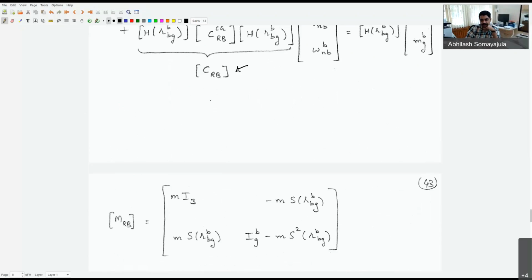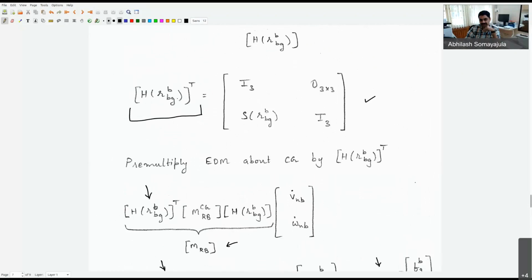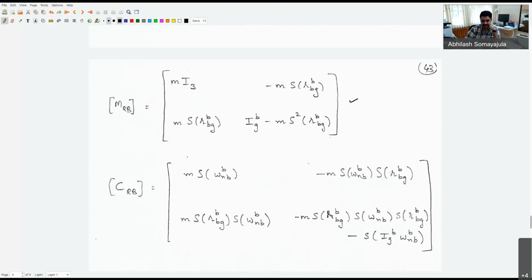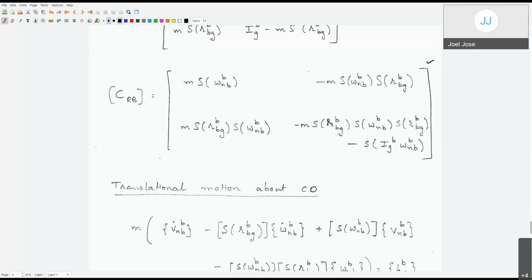Okay, that is simply coming about by doing this multiplication. So I take this H transpose, multiply it by my previous mass matrix, and post multiply it by H. This is what I should get. This can be verified, that this is what you will get. Similarly, I can show that the Coriolis matrix is given by this expression, which we see here. Is this making sense? Yes, sir. Okay, fantastic.